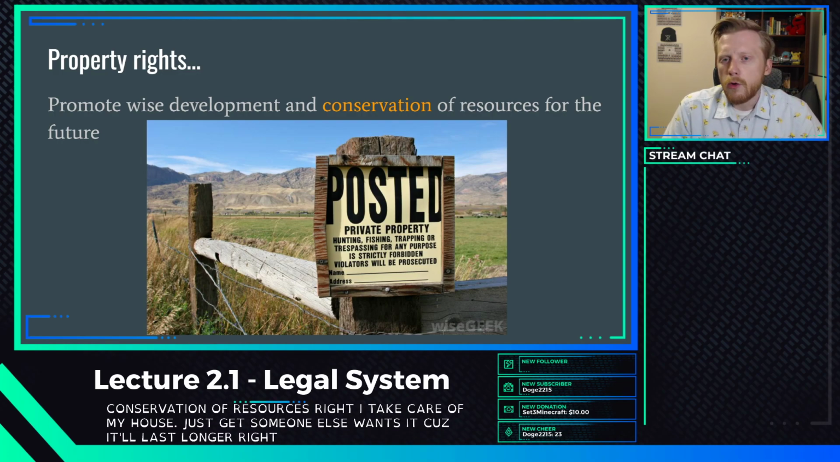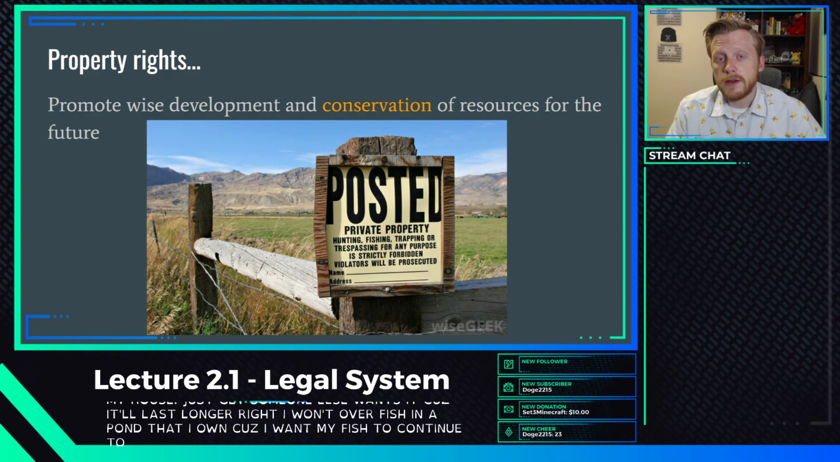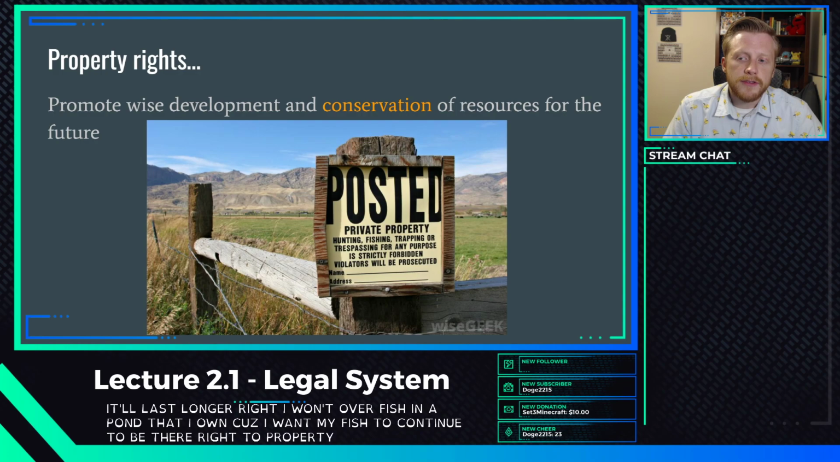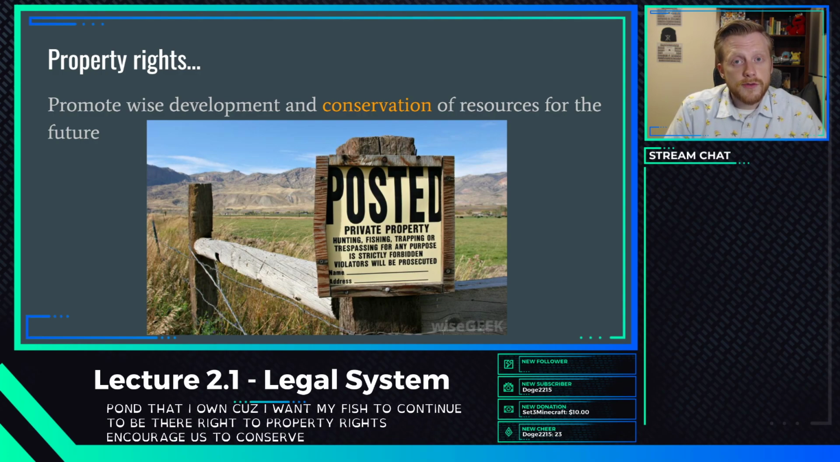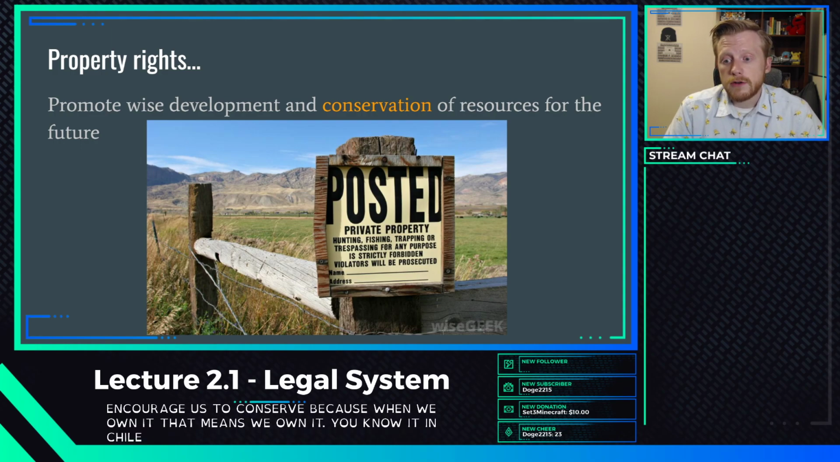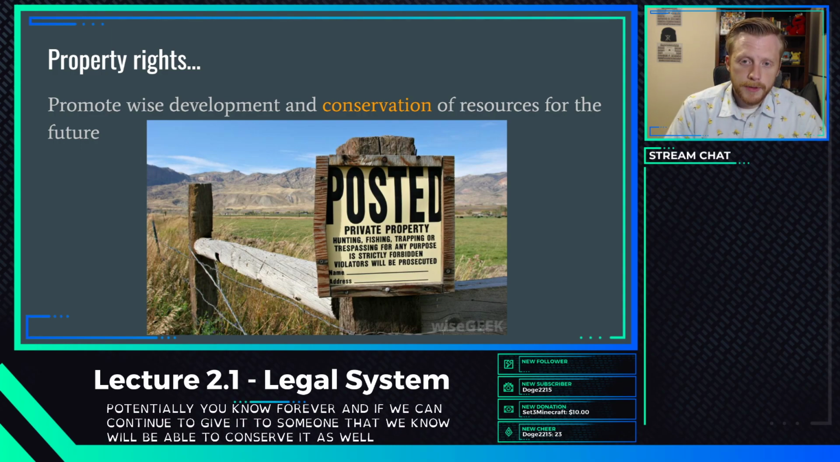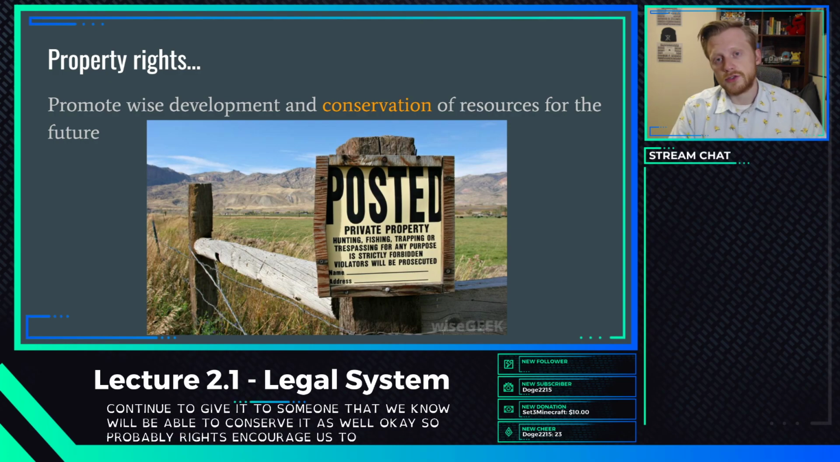I won't overfish in a pond that I own because I want my fish to continue to be there, right? So property rights encourage us to conserve, because when we own it, that means we own it, potentially, forever. And if we can continue to give it to someone that we know will be able to conserve it as well, okay? So property rights encourage us to conserve.